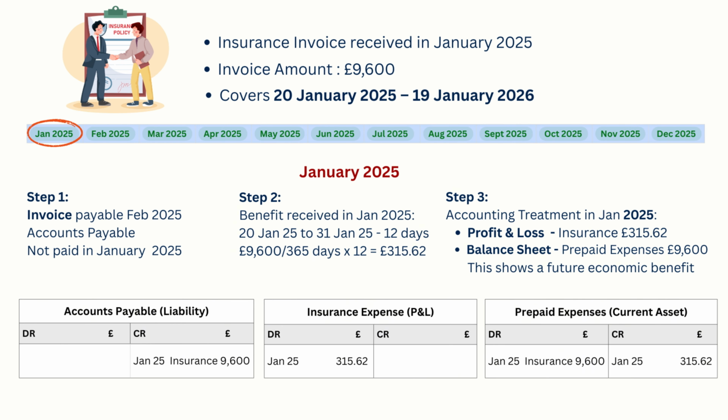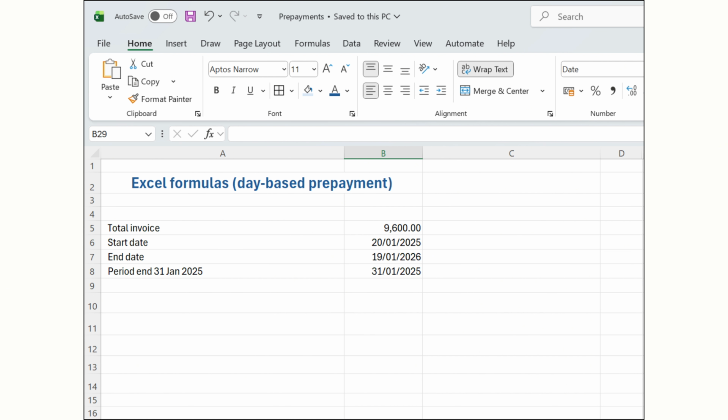Three things matter in accounting: when the invoice is received, when the cash is paid, and when the benefit is consumed. In January we have the invoice. We have not paid in January. We have only used part of the insurance. Because the insurance does not start on the first of the month, we cannot simply divide by 12. We must apportion by days, not months. Excel helps us do this accurately and consistently.